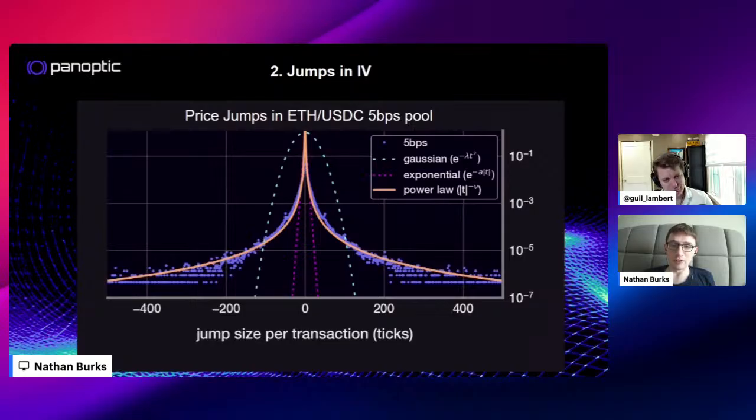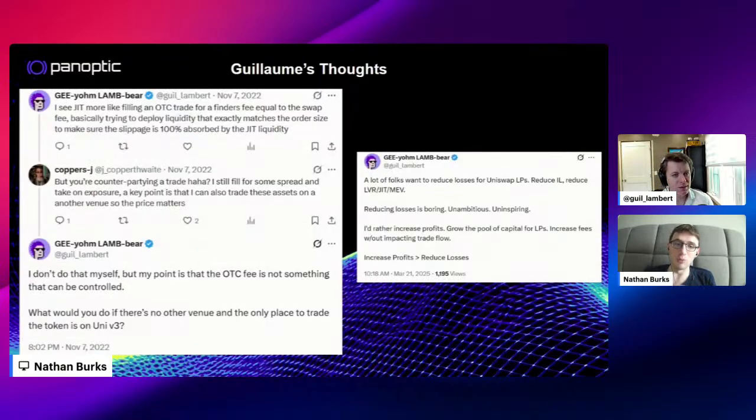Yeah, and I wanted to transition because I thought you contextualized it well with JIT providers. These are tweets from a little while ago, but one exchange you had on Twitter was about contextualizing JIT liquidity as a finder's fee for an OTC trade. And it begs the question, okay, what if there's no other venue for a token other than Uniswap? So once again, you have this asymmetry, and it's really a feature, not a bug.